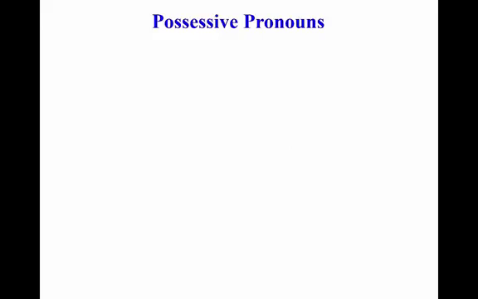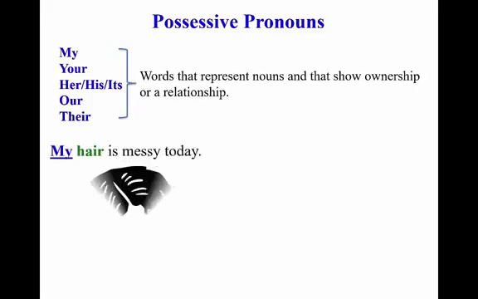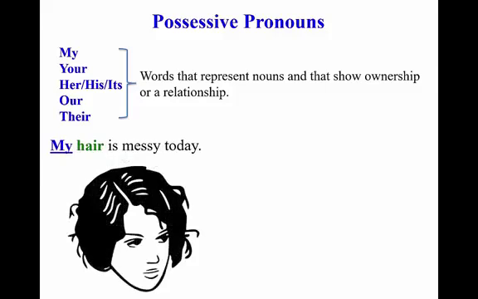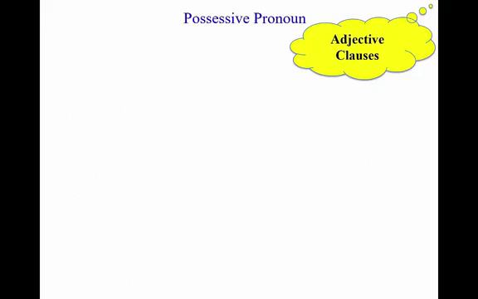The most common ones are my, your, her, his and its, our, and their, which are all words that represent nouns and that show ownership or relationship. For instance, my hair is messy today. My hair shows ownership. Mrs. McGee is their teacher. Their teacher shows relationship.